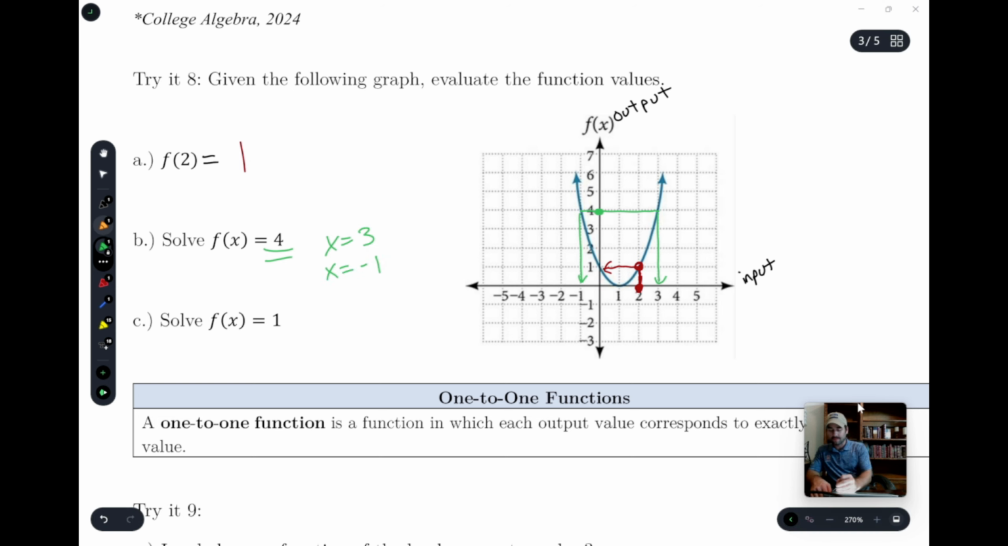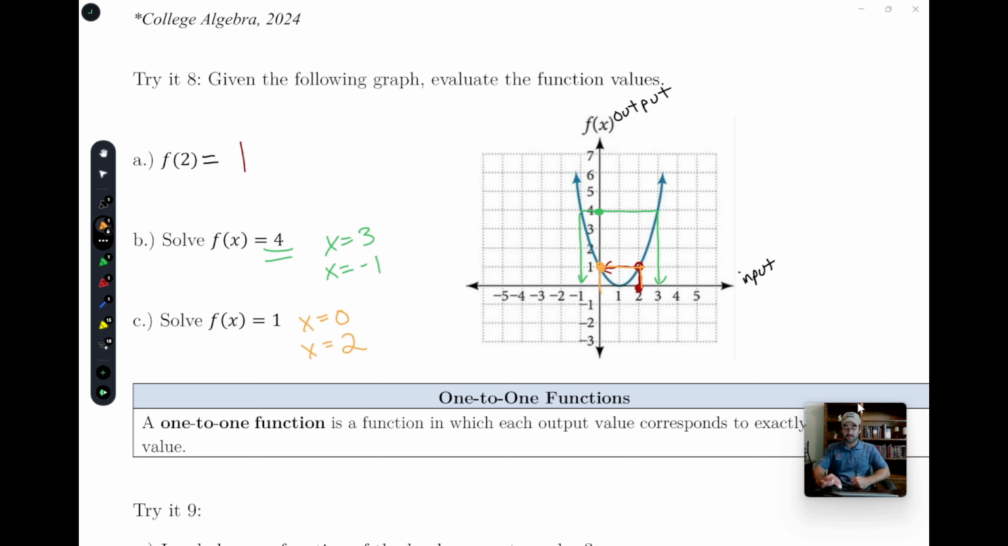And then we're going to do it again for output of 1. I've got 2 different spots. I've got x is 0 and I've got x is 2. And both of those could have been an output of 1.